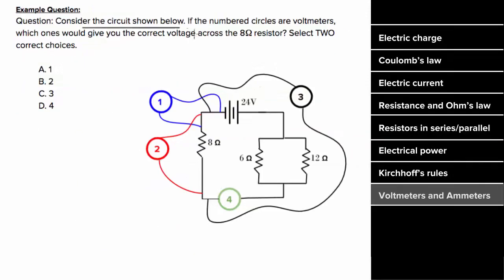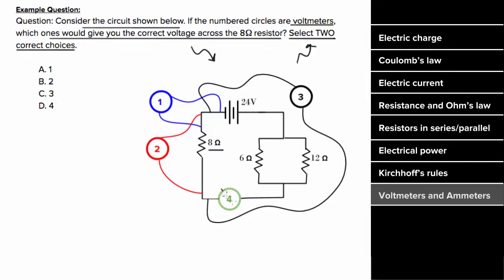Let's say we had the circuit shown below, and these numbered circles represent possible places we could stick a voltmeter to measure the voltage across the 8 ohm resistor. Which two of these voltmeters would correctly give the voltage across the 8 ohm resistor? And you have to be careful. Some AP problems are going to require you to select 2 correct answers for the multiple choice, so be sure to read the instructions carefully.